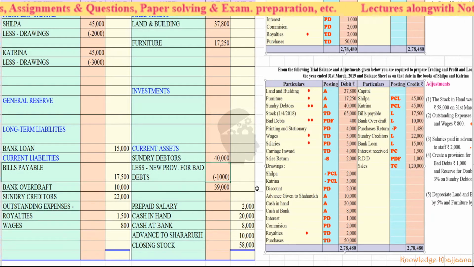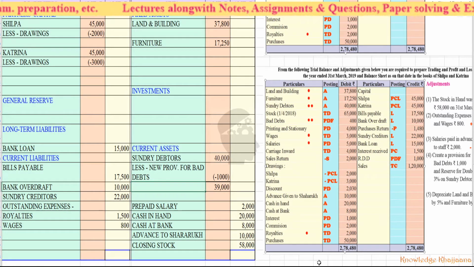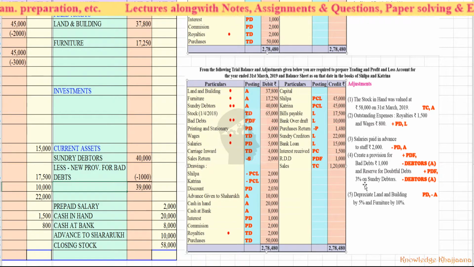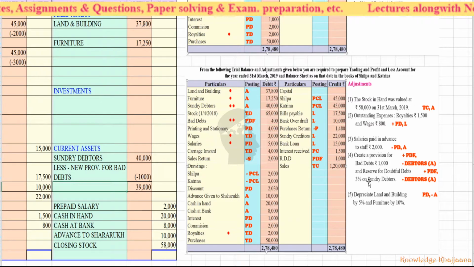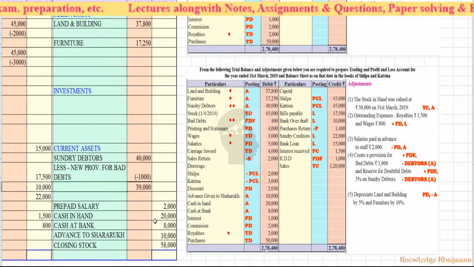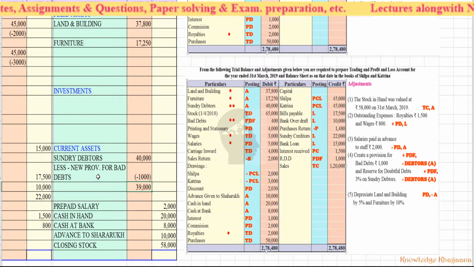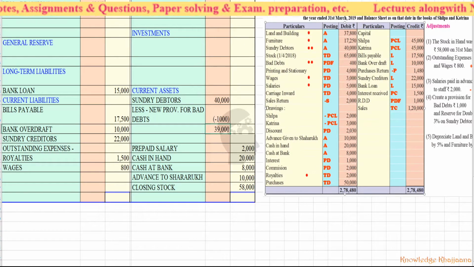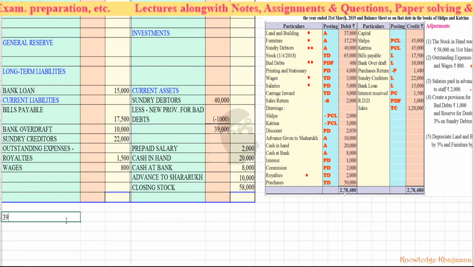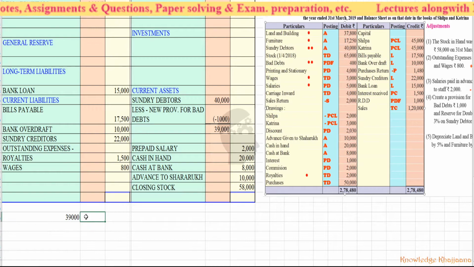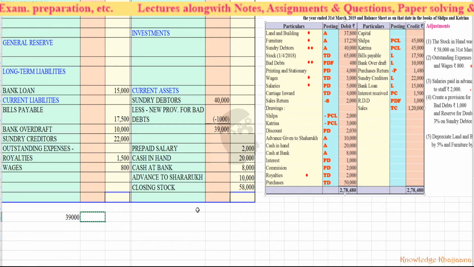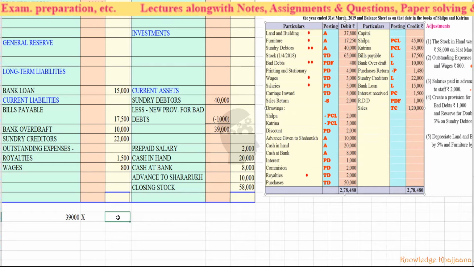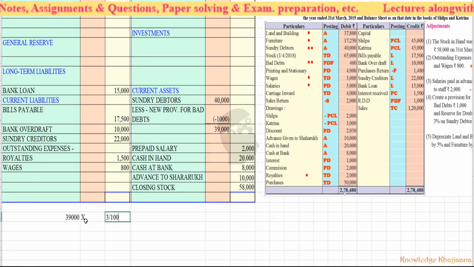Okay, then add reserve for doubtful debts 3% on sundry debtors. See, this percentage reserve for doubtful debts on the sundry debtors is to be calculated on this remaining value, means after the adjustments. Okay, so how much of reserve? 3%. So we have to calculate 3% on 39,000. How to calculate 3% on 39,000? 39,000 into 3 upon 100. Okay, 39,000 into 3 upon 100.